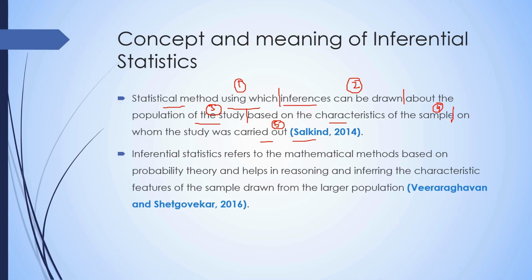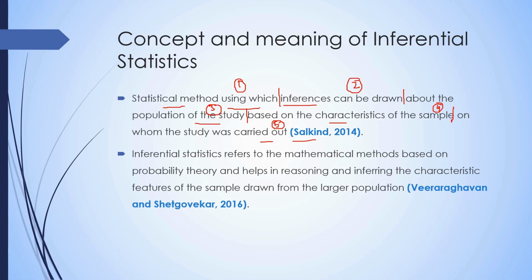The first part says that it's a statistical method using which, second part, inferences can be drawn. Inferences can be drawn about what? About the population of the study based on the characteristics of the sample on whom the study was carried out. So if the population is large enough, you will be choosing a sample from the population and conducting your study on the sample. Whatever result you get on the sample, you will be projecting or generalizing that to the population. This is what this definition means.